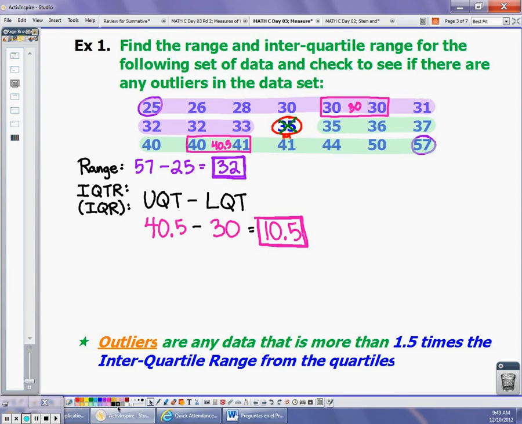Now, that means we have two cases since we have two quartiles. So we want to check to see if we have any outliers. So I'm just going to write down outliers with a question mark here.